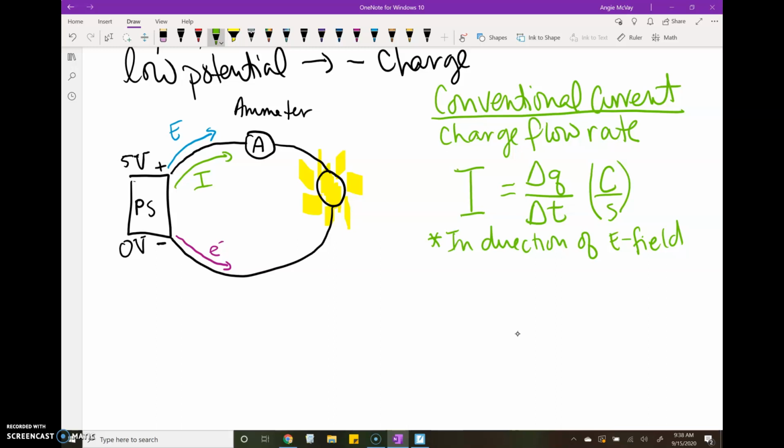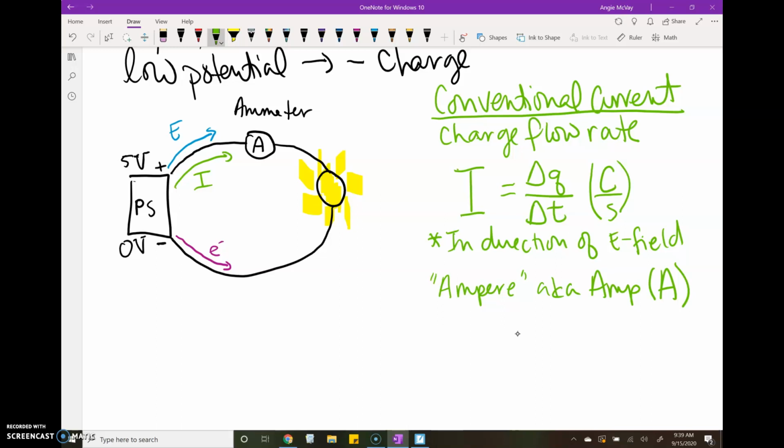All right, and the units of current are not coulombs per second. We abbreviate that. The formal name is ampere, also known as amp, abbreviated just as a capital A. So we could say current is measured in amps. 1 amp is 1 coulomb per second, which is a whole hell of a lot of charge.